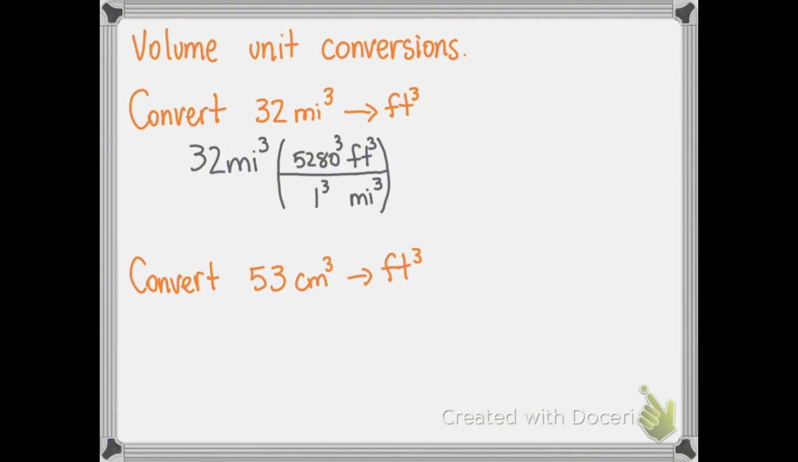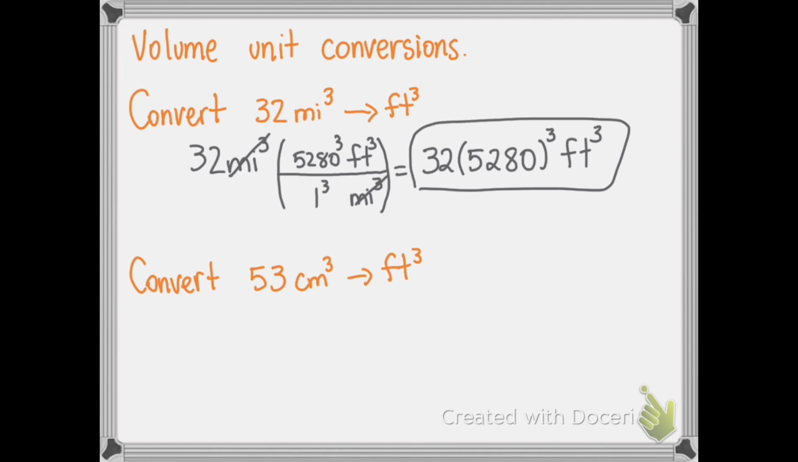Now we cancel the mi with the mi. And remember, we don't have to actually do this multiplication because we're not using calculator yet. So we'll just put it like this. And also because this is going to be a really big number, but we do have to remember to put our 3 there in our answer. And that's it. That's our answer.